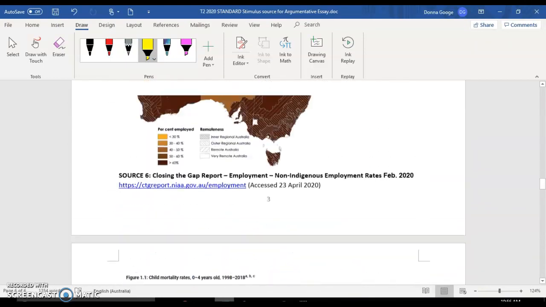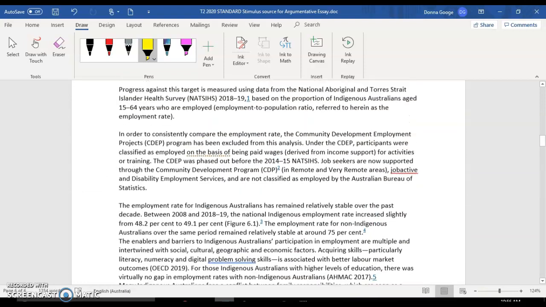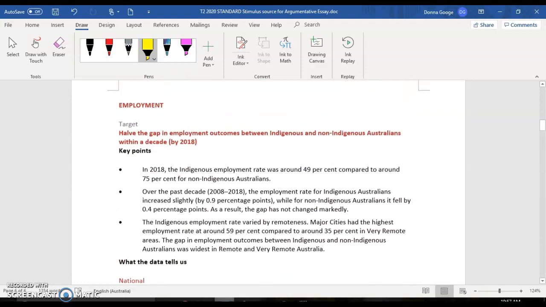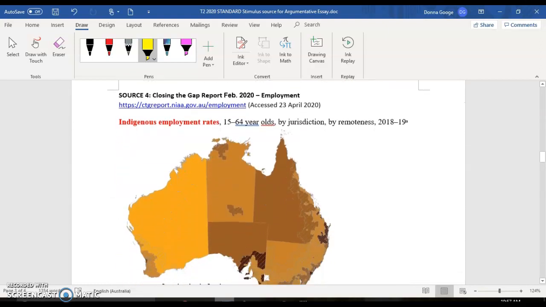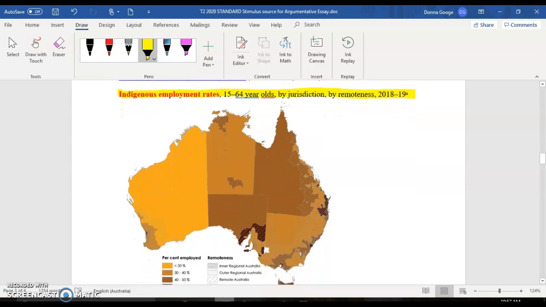So let's have a look at, as an example, the information that's given to us on employment. I'm only going to choose the 2 maps as an example to show you what we can look at. So I'm going to be applying the principles of ILAC. And my first is I'm looking for an issue. In here, I've got Indigenous employment rates for people of working age by jurisdiction. That means by state and also by remoteness.